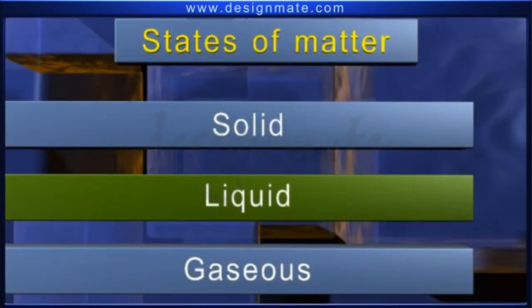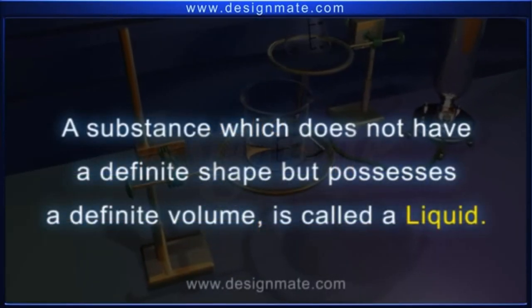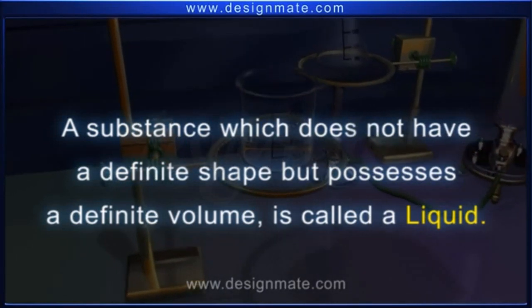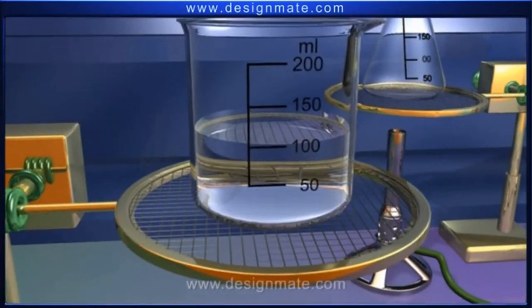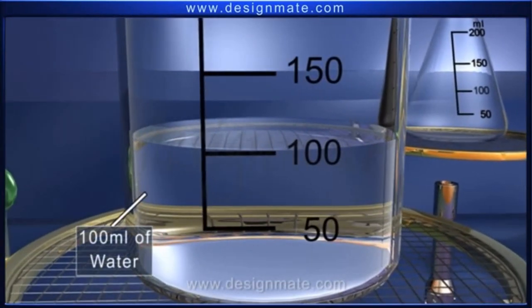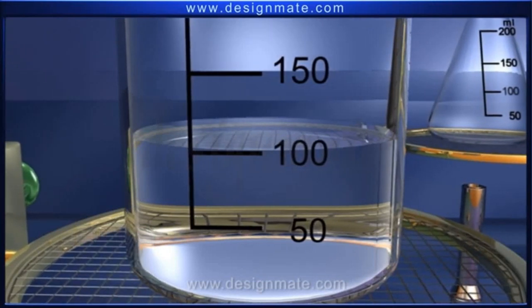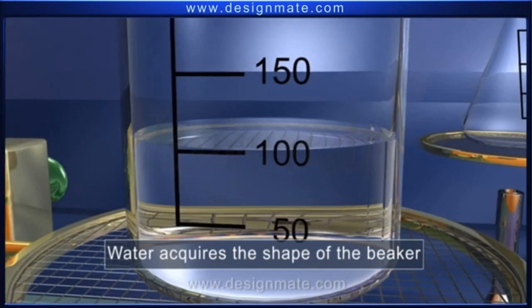Let's now see the various properties of the liquid state of matter. A substance which does not have a definite shape but possesses a definite volume is called a liquid. Let us perform an activity. Take 100 milliliters of water in a beaker. What is the shape of the water here? Water has acquired the shape of the beaker.